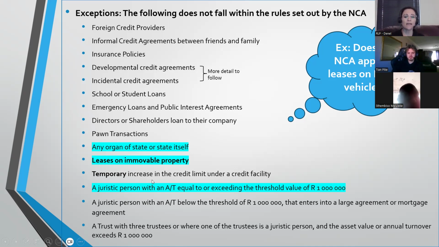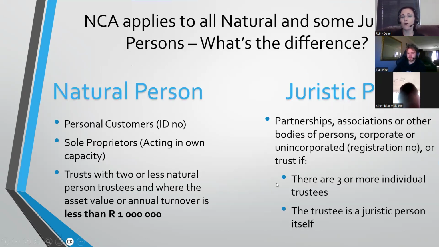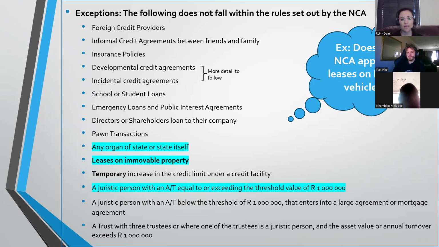And then the last one, it says a trust with 3 trustees, or where one of the trustees is a juristic person. So far, that's exactly the definition. Let me just go back. So far, we've said exactly the definition there at the bottom of when a trust will be considered a juristic person. But the only thing that changes it is that now the asset value or the annual turnover once again exceeds 1 million. So once it exceeds, it comes on the list of exceptions. It's not covered by the NCA. Okay.